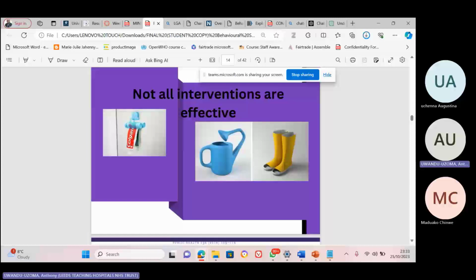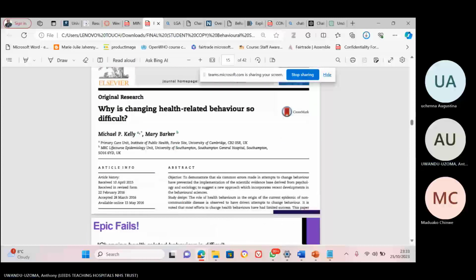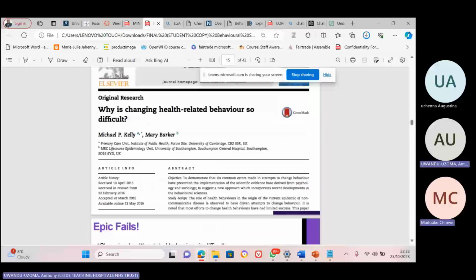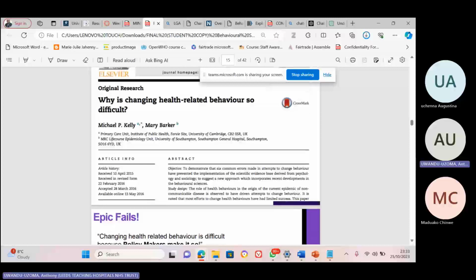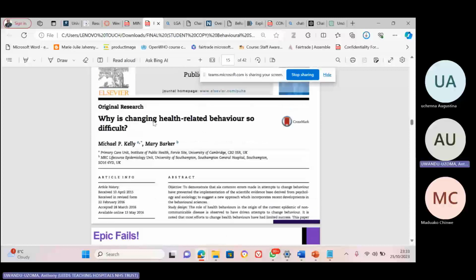Now he gave you some articles to read. If I were you, I would download this article here and read it in full. Type it in Google and download it, or in Summon. Sorry, use Summon. Type this one, download it.